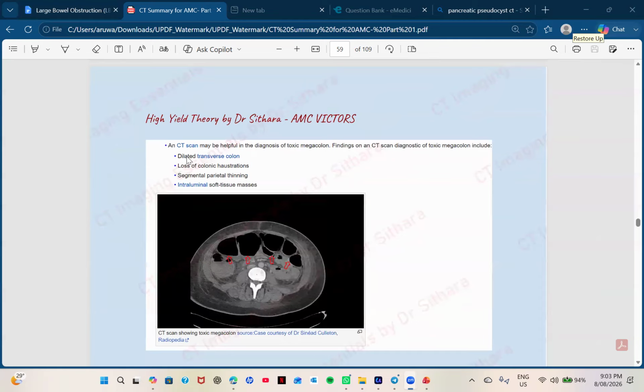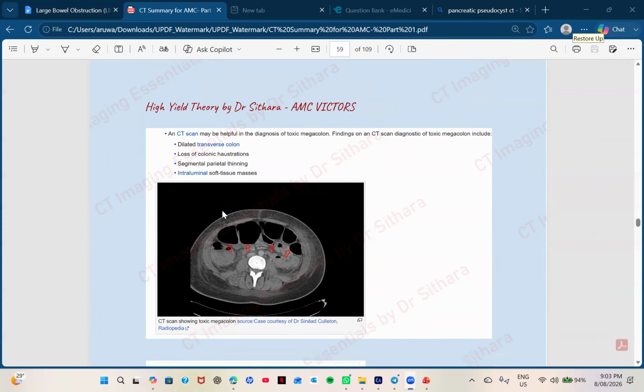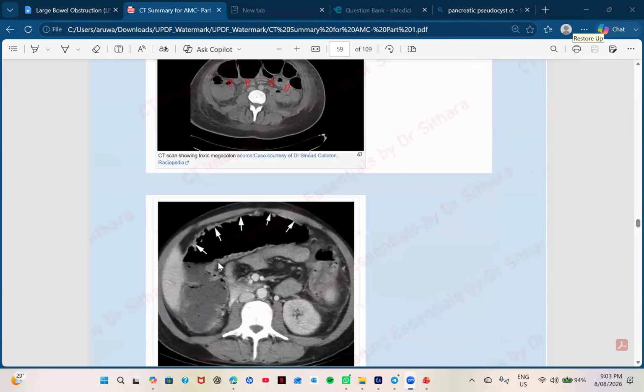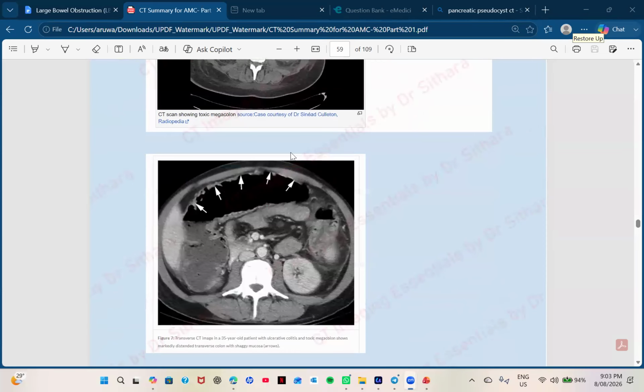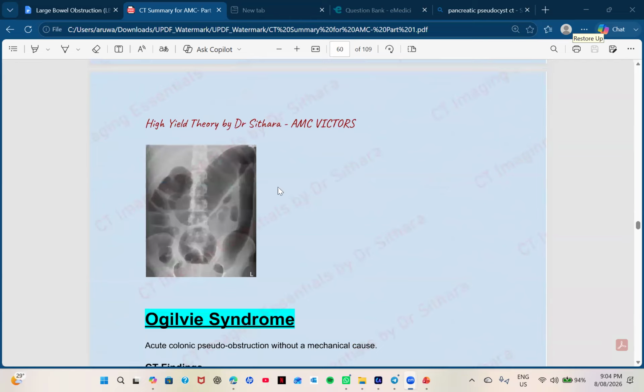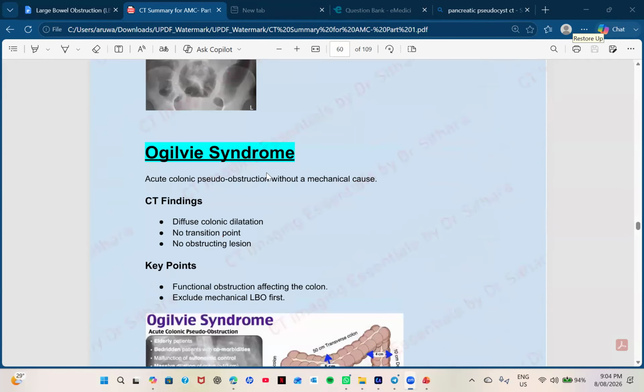So you can see the dilated transverse colon, loss of colonic haustra, segmented parietal thinning, and the intraluminal soft tissue mass. These are the things by which you can see the toxic megacolon, right? So you can see the loss of haustra, right? The large dilated bowel, transverse colon, right? Here, this is a typical X-ray presentation.